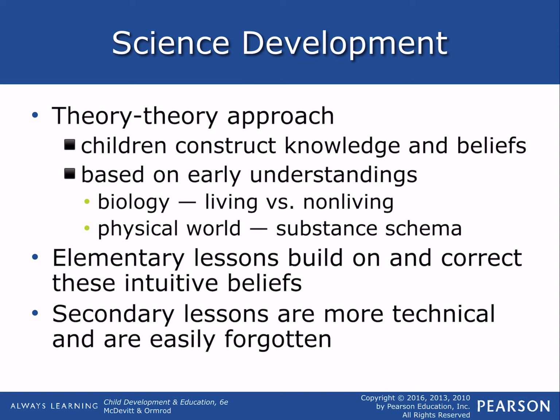So children construct knowledge and beliefs based on what they understand. They can only have access to their cognitive stuff, right? So based on early understandings, biology is living versus non-living. Something is alive or it's dead. And then the physical world, there are differences in textures that we recognize right away. So textures and substances and liquids versus solids and dirt versus kinetic sand, the differences in kinetic sand and things like that.